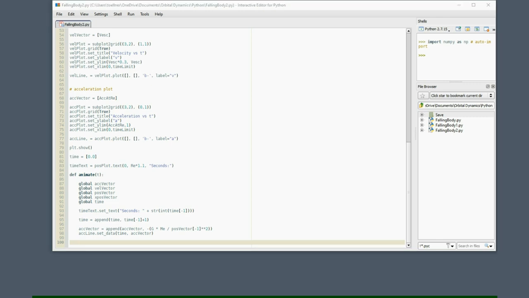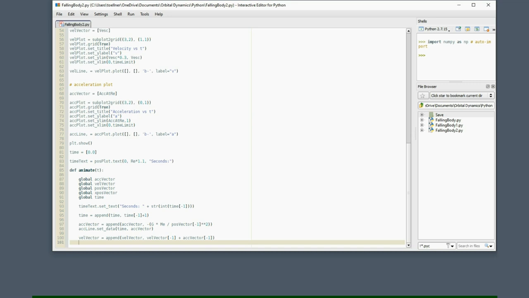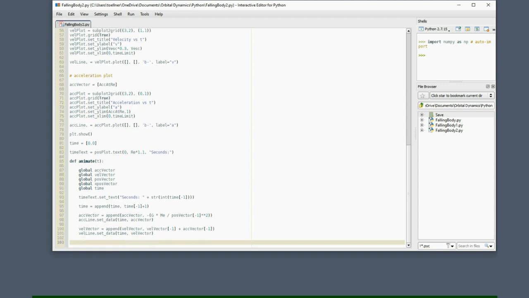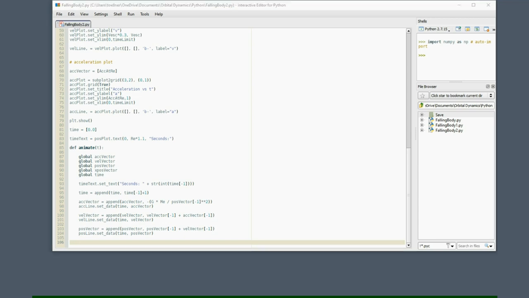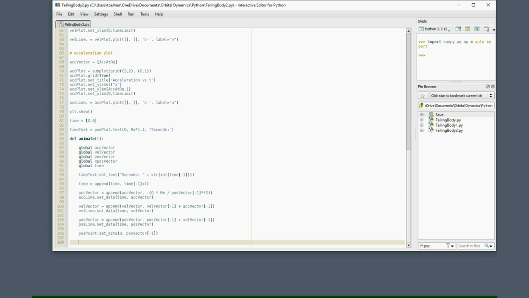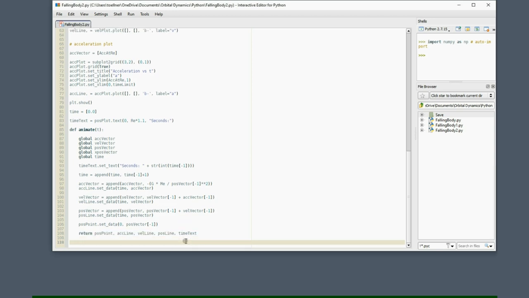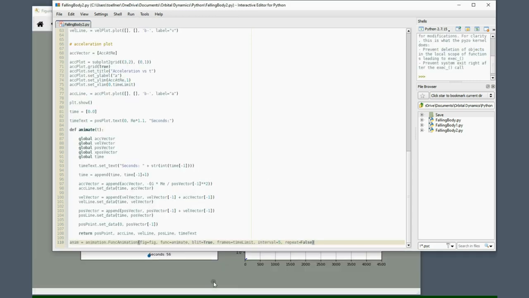The acceleration vector I'm appending. Now, notice in this case, acceleration is not constant. So I'm appending minus g times me divided by the position vector squared. And then I set the acceleration line. The velocity vector, I'm appending the last velocity plus the last acceleration. And the position vector, I'm appending the last position plus velocity. So acceleration is computed based on last position. Velocity is just velocity plus acceleration. Position is just position plus velocity. Then the last thing I do in the animate function is set the position point, and then I return those four values.